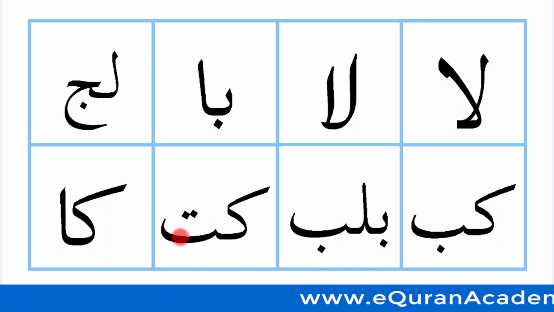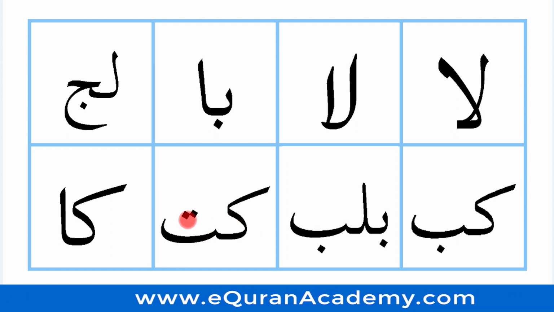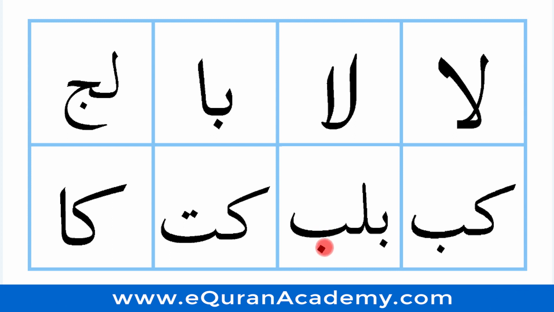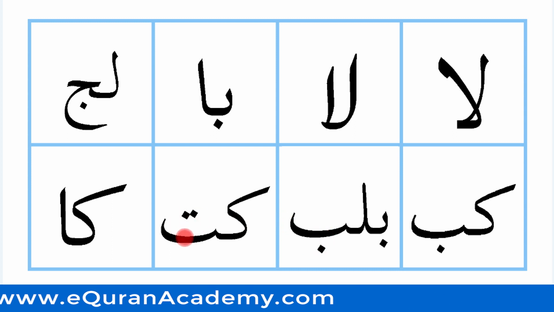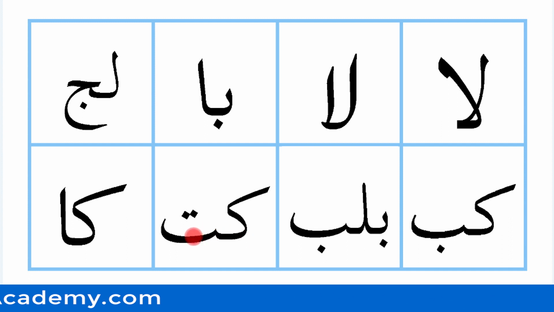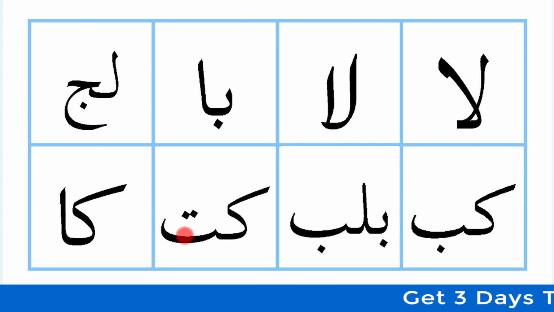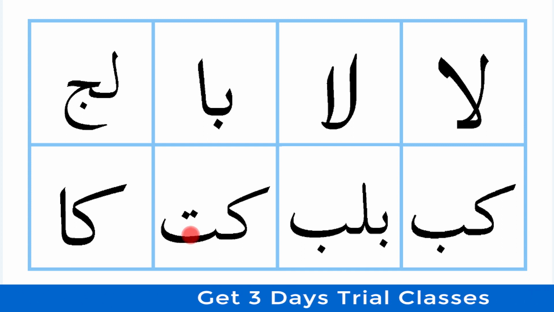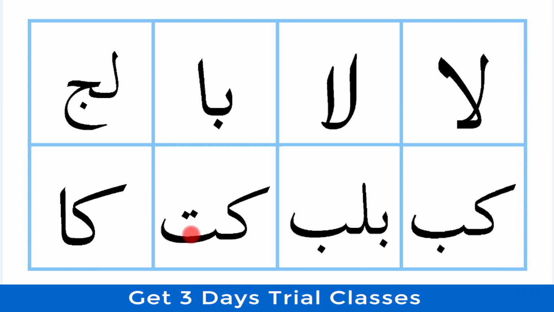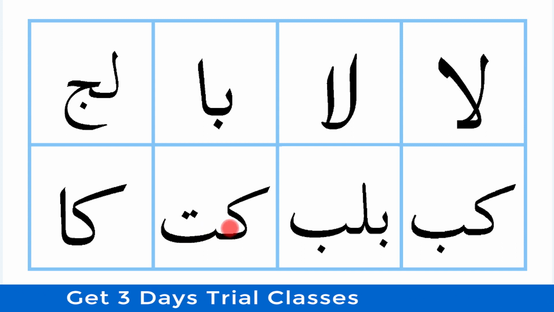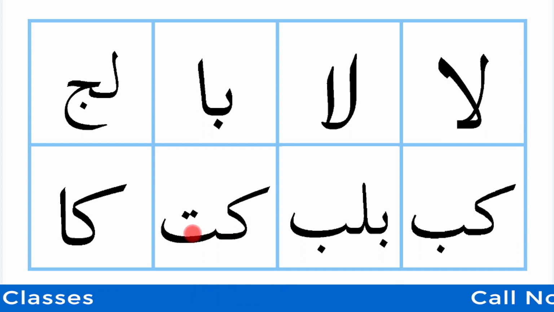Kaf, ta. Remember, ta has two dots on top, ba has one dot below. Kaf, ta. Please read after me. Kaf, ta.